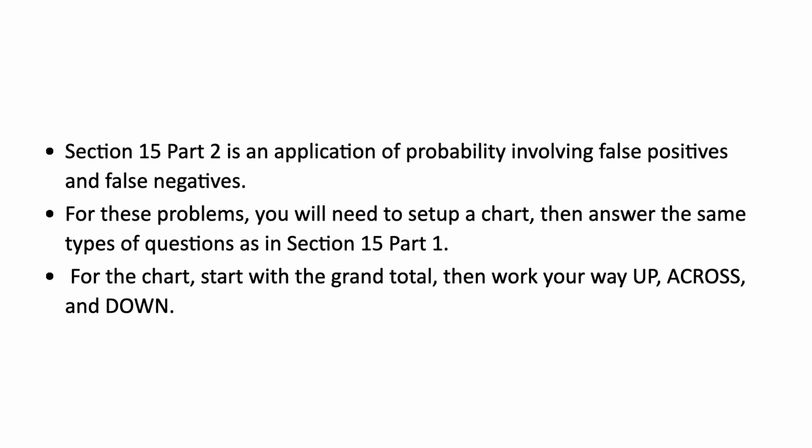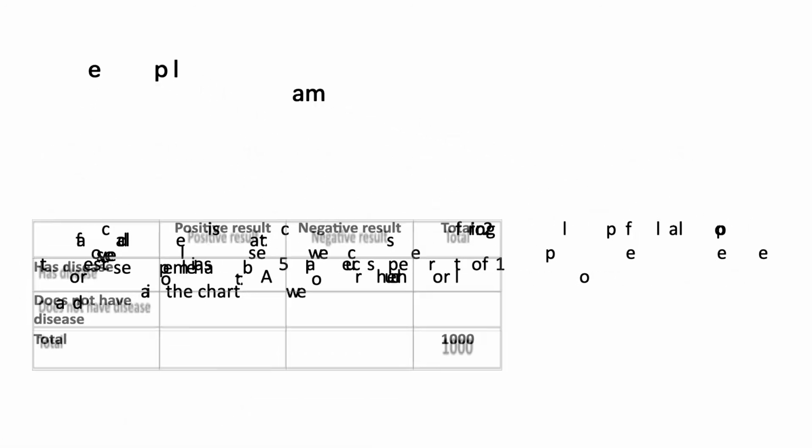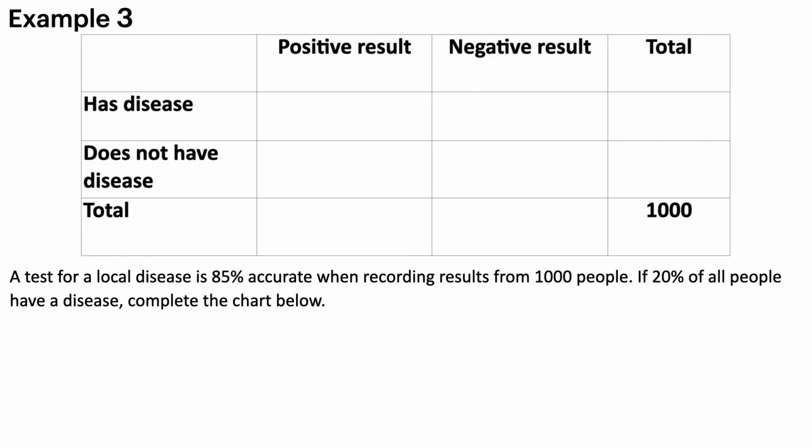Section 16, part 2. This is going to be the false positive, false negative part of the course, and it's really just best to look at an example. So we have a test here. You can think of a COVID test or a pregnancy test. These are probably the two most common tests of our age, and they have a particular accuracy rate. This test that we're going to look at for the example is 85% accurate. And we're going to test 1,000 people.